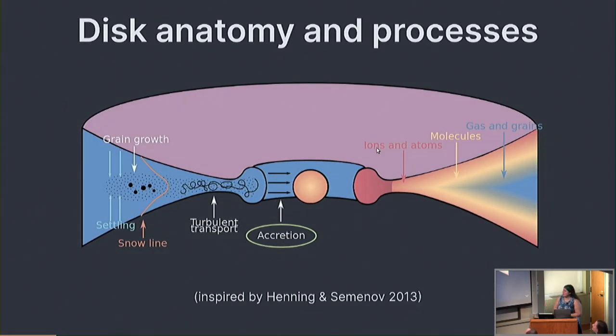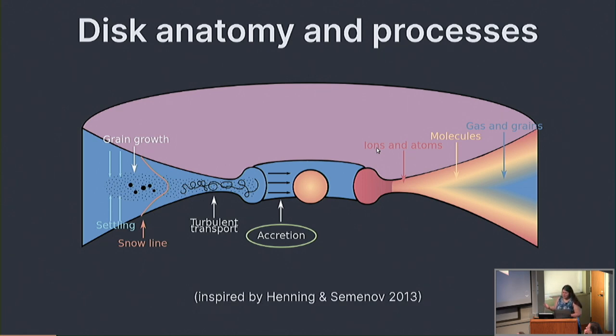I'm just going to flash this up, and I don't want you to memorize it, but the idea I want you to take away is that protoplanetary disks are really complex systems of gas and dust that surround a young star. They have strong vertical and radial temperature gradients, which I'm showing on the right. On the left, I'm showing some physical processes like grain growth and settling and turbulent transport, but what I really want to draw your attention to is accretion, because that's what I'm going to be talking about today.